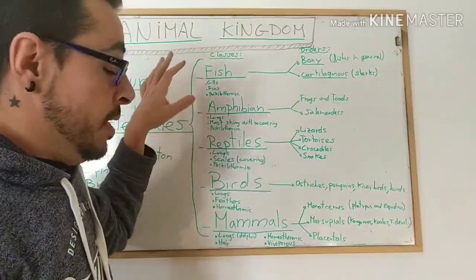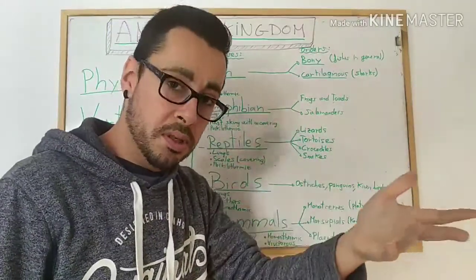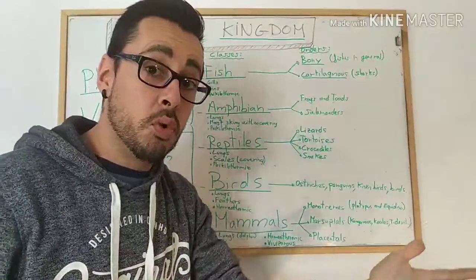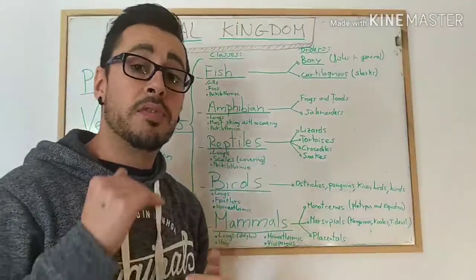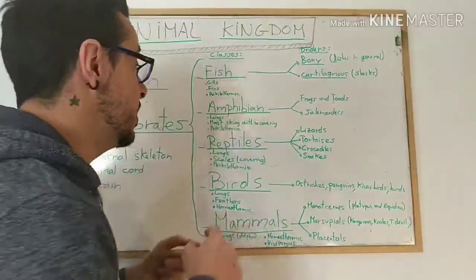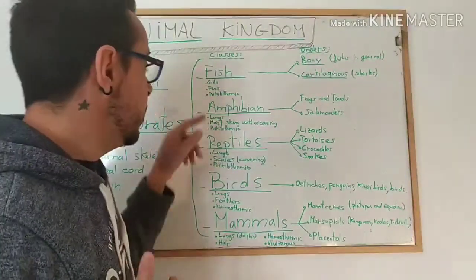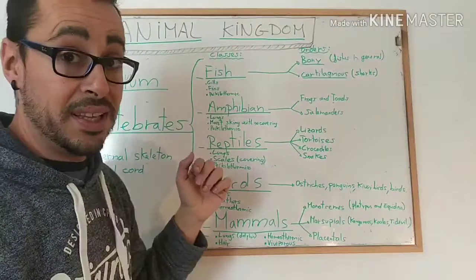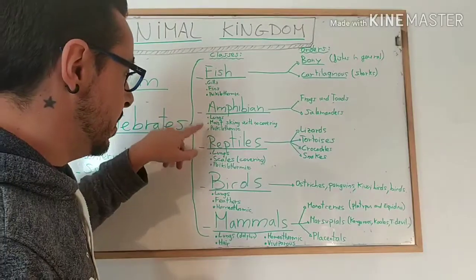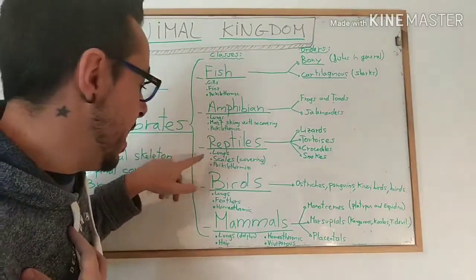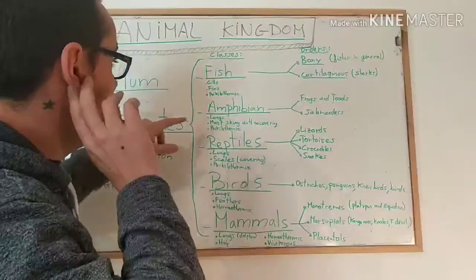Then, some fishes in the past evolved. Some of them evolved to amphibians. Amphibians can get out of the water. Why? Because they breathe with lungs. Okay, fishes breathe with gills, and these ones breathe with lungs. Reptiles breathe with lungs, birds with lungs, and mammals also with lungs.